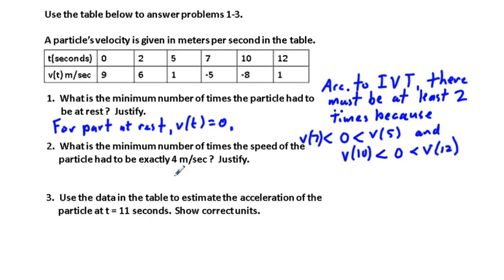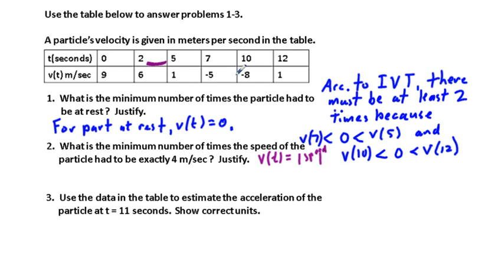Now, number 2, what is the minimum number of times the speed of the particle had to be exactly 4 meters per second? Well, this tests the same type of thing, but with a twist to it. What it is, velocity equals absolute value of speed. Absolute value brackets, so that's speed. So anyway, if we look at it this way, we would have to have exactly 4 meters per second. It would have to occur here between 2 seconds and 5 seconds.